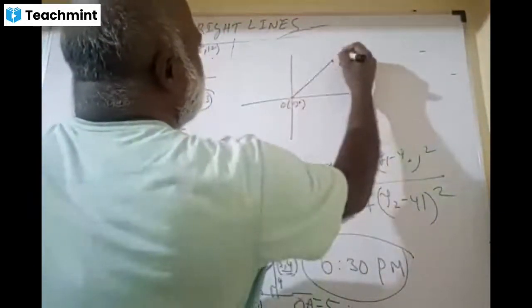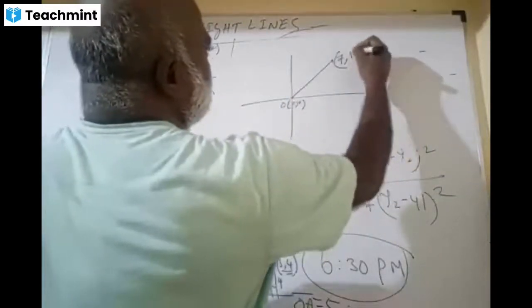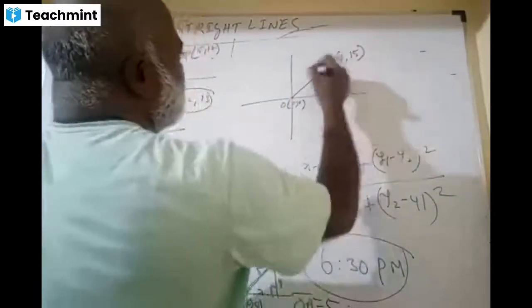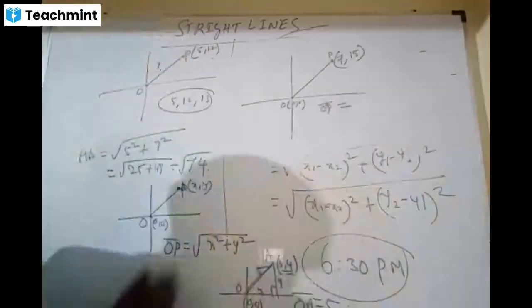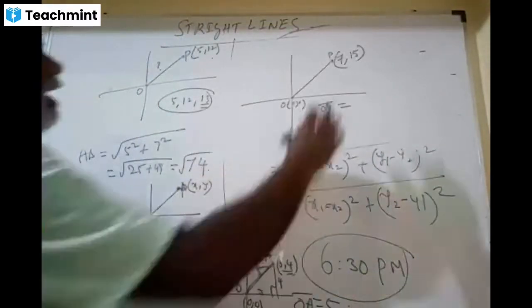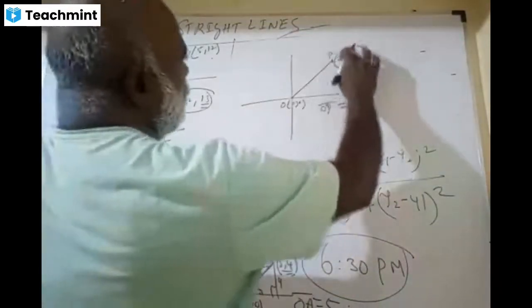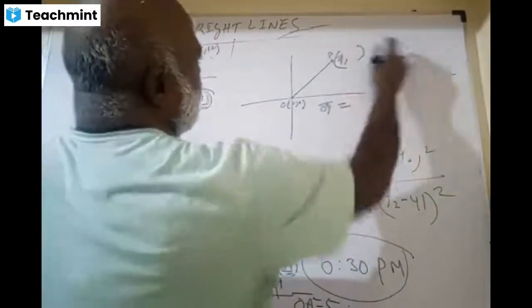Yeah. See this. This is called (7, 15). So what is the length now, please? OP is what, yes? I think I have made a mistake here. No. Wait. 7.